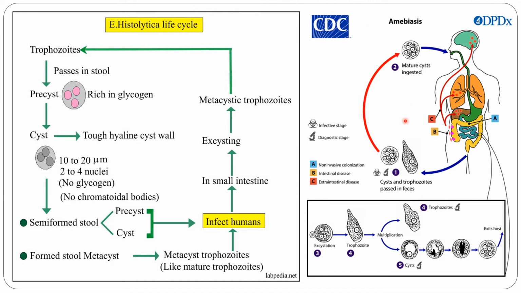In another figure you see the human body, where the mature cyst is ingested, and then excystation takes place, the trophozoite forms, and again this cyst or trophozoite passes through stool, and then again it is ready to reach the human body through contaminated food. So this is the mechanism of the life cycle of Entamoeba histolytica.